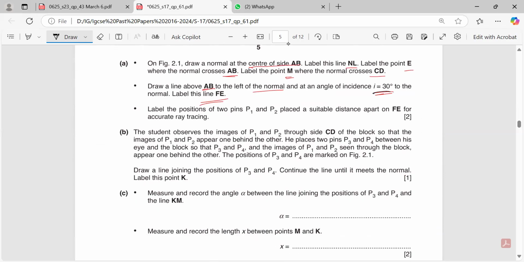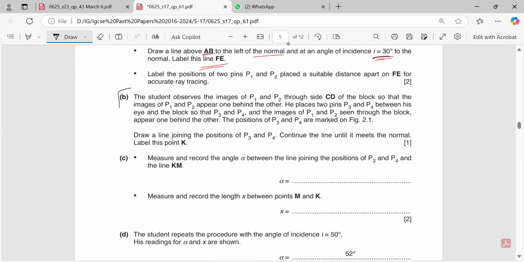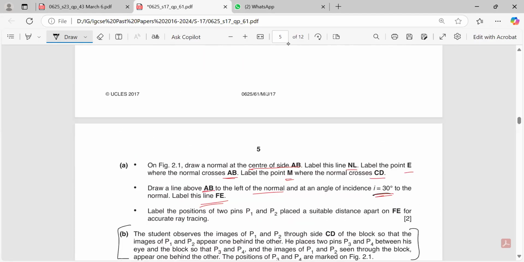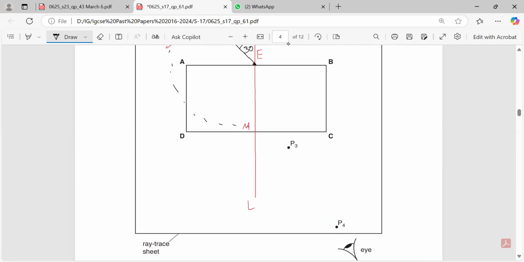Then next, you can read this whole statement. Right now I'm not reading it, I will just proceed from here. Draw a line joining the positions of P3 and P4. These P3 and P4 positions are given. Continue the line until it meets the normal, and label this point K. No worries, this is repeated stuff. By the way, we have to join P3 and P4 and it should meet the normal, and we will label that point as K.